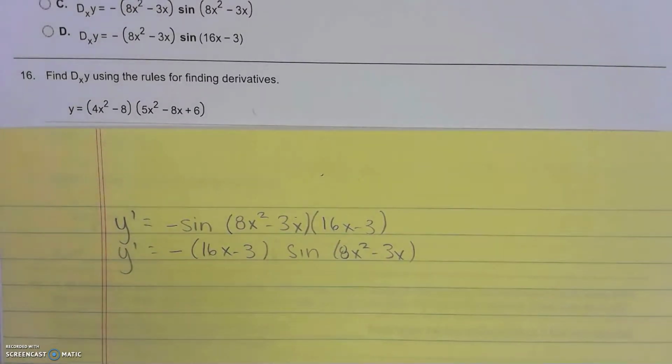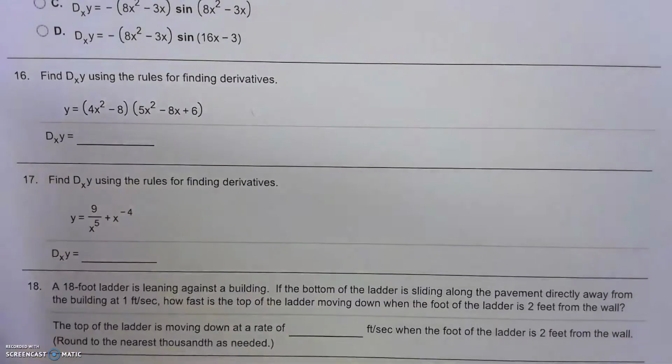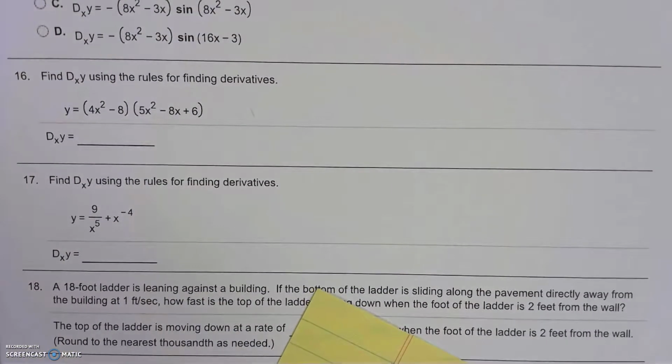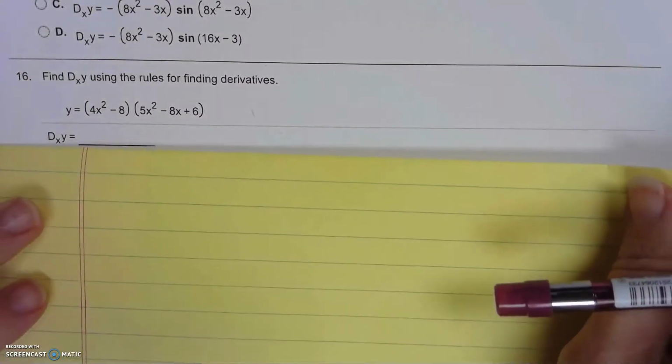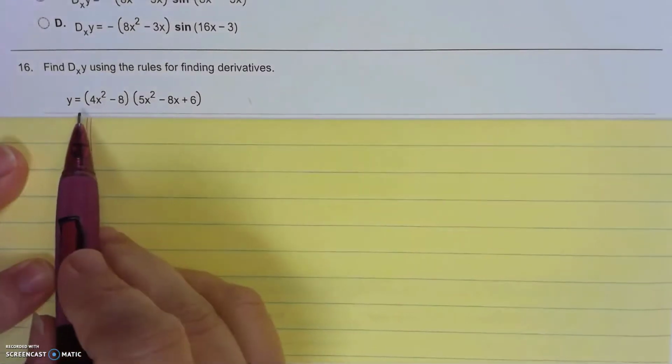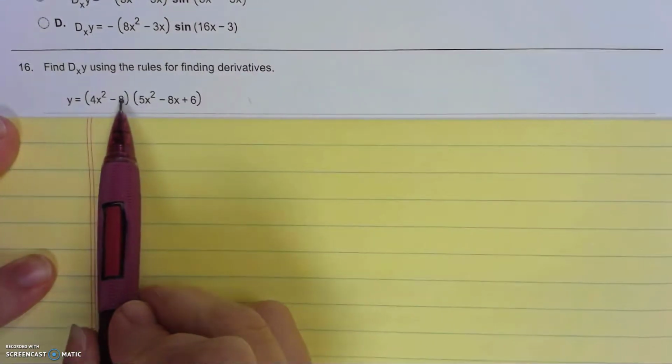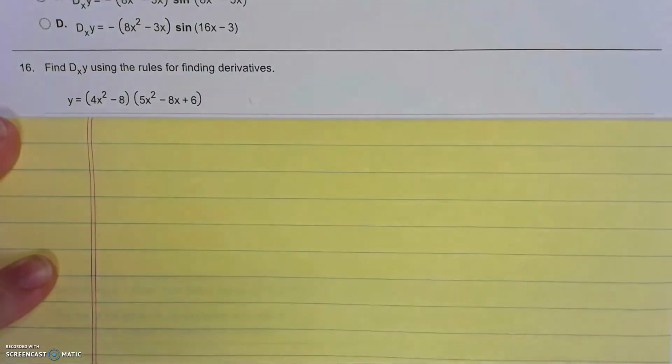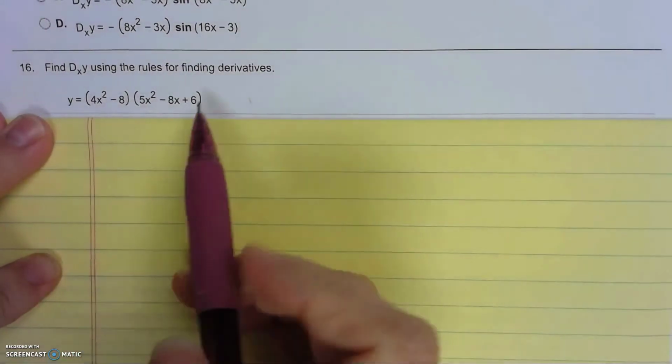So this one is a product. We're multiplying 4x squared minus 8 times 5x squared minus 8x plus 6. The instructions ask us to find the derivative of y with respect to x. There are actually two ways in which you could work this problem out. You could first use the product rule, since it is a product, and say first times the derivative of the second plus second times the derivative of the first, and then simplify from there. Or you could go ahead and distribute those out. Since there's no exponents up there, we don't have to worry about using the chain rule. We can go ahead and do the product.